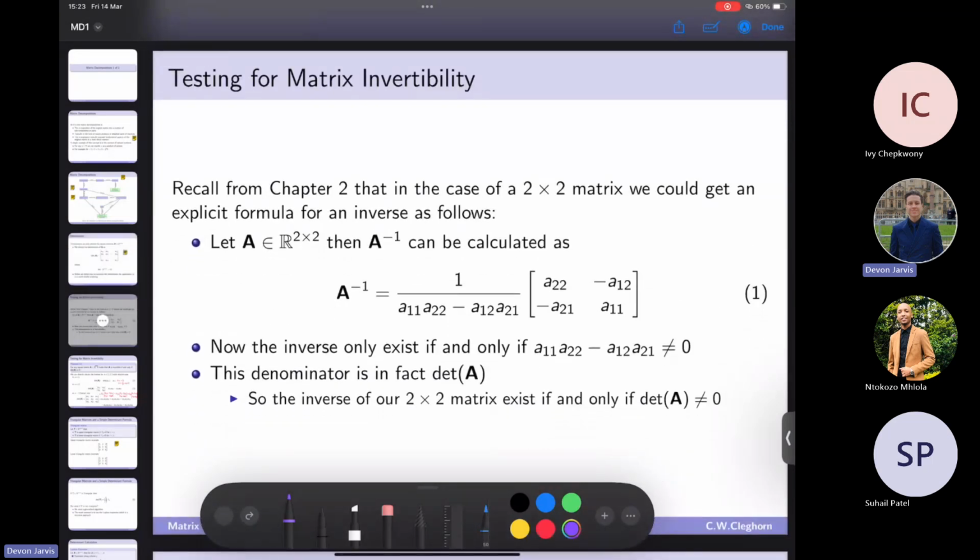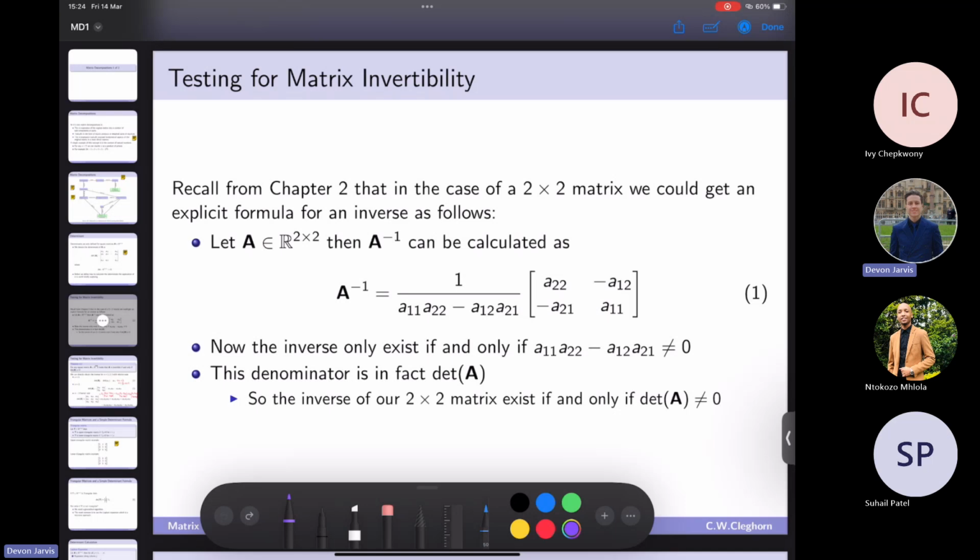So recall from chapter 2 that in the case of a 2 by 2 matrix, we can get an explicit formula for an inverse as follows. So for a 2 by 2 matrix A, the inverse is just the product of its diagonals minus the product of its off diagonals. That will give you a fraction up front. And then you just swap the diagonal terms over there, and then you put a negative on the off diagonals, and you keep that in matrix form. Okay, that will give you the inverse matrix.